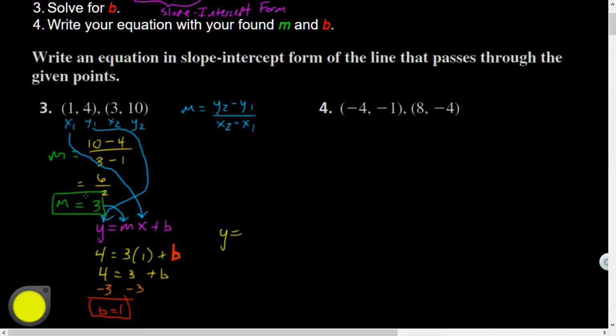Y equals 3x plus 1 is the equation of the line that passes through those 2 given points. All right, so that's the mystery that we just solved. It's the equation of the line that passes through those 2 given points.